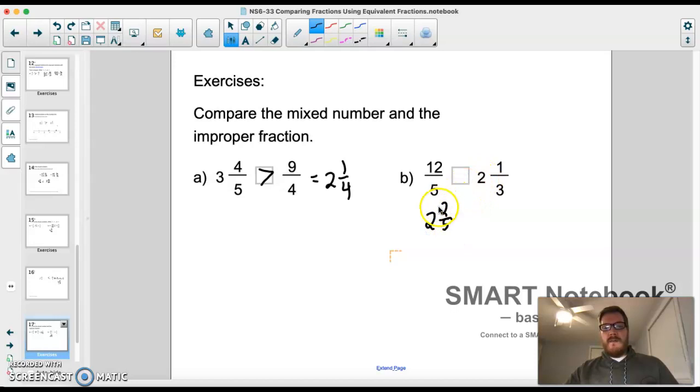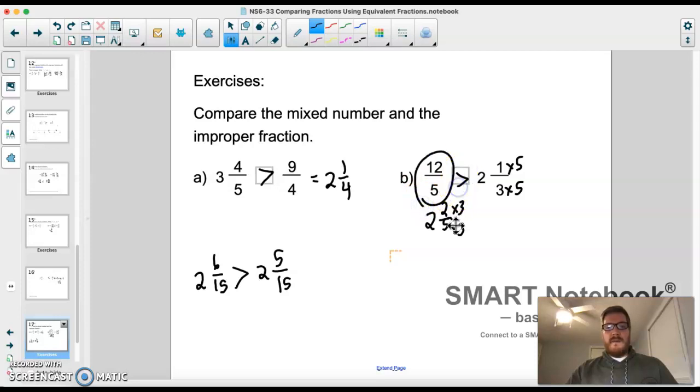So now the whole number here is the same, and I should convert to an equivalent fraction over 15, between 3 and 5. So that means that this has to change by a scale factor of 3, and this needs to change by a scale factor of 5. So I'm actually going to move over here. I'm going to end up comparing 2 and 6 over 15, and then 2 and 5 over 15. And when I do that, I see that this one, 12 over 5, is slightly larger than 2 1/3. So that's what I would say.